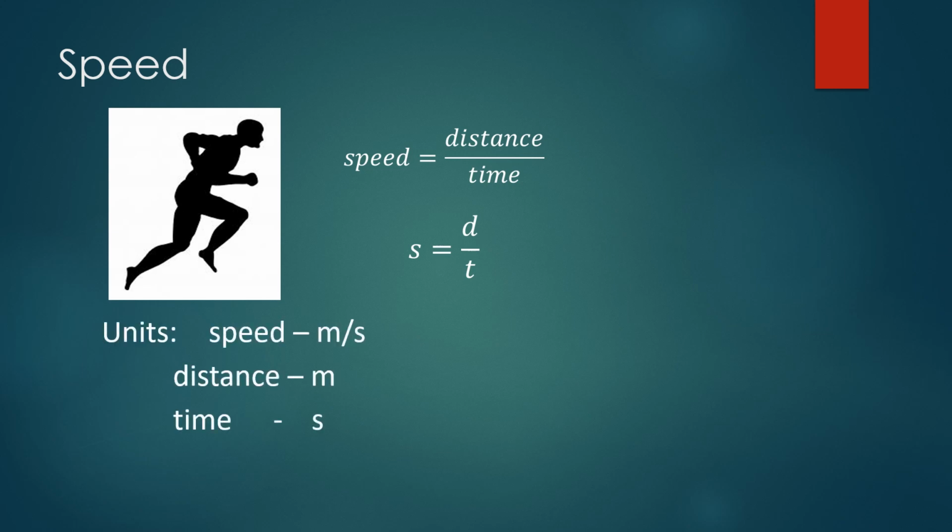The units of speed would be meters per second if we're going to use meters as the unit of distance and seconds for the unit of time. When it comes to other units that we can use for speed or velocity, we can also have kilometers per hour if we're going to use kilometer as the unit of distance and hour or hours for the unit of time. Kilometer per hour, or also known as kph.